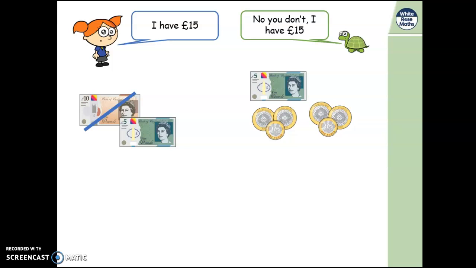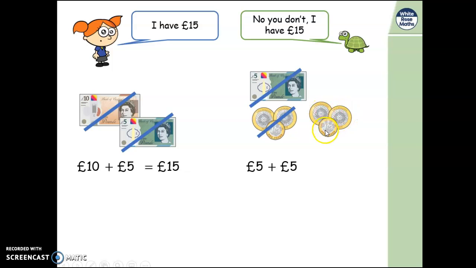If you actually look at and check both sides to see if they do have £15, if you cross off 10, add 5, that's £15. We've got £5 there. 2 add 2 add 1 equals 5. 5 add 5 equals 10. 10 add 5 equals 15.